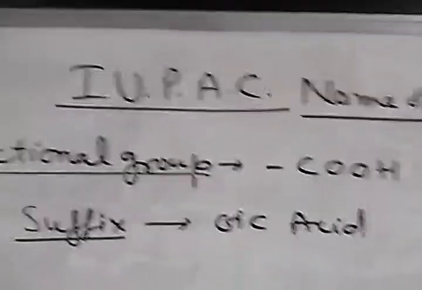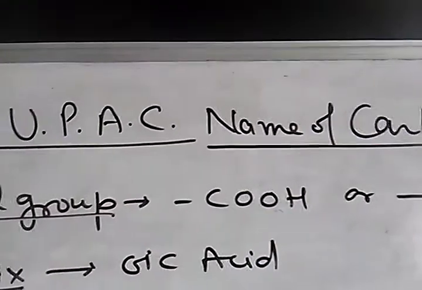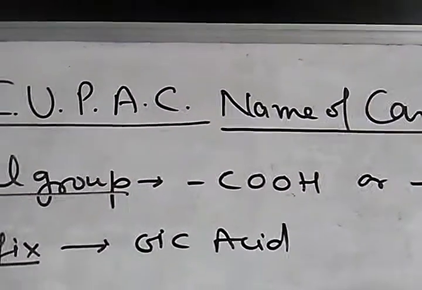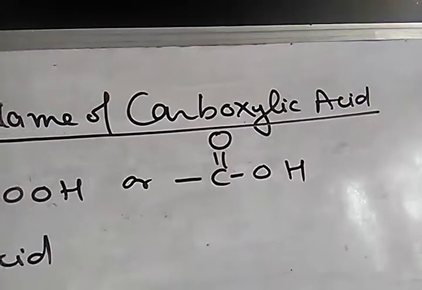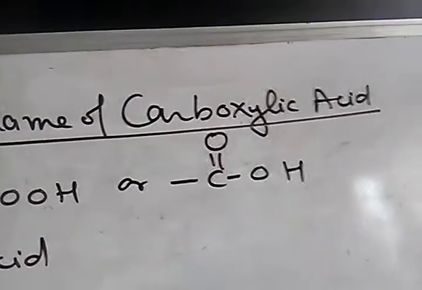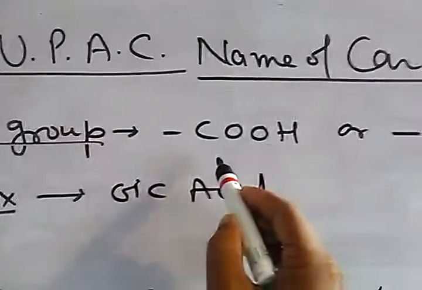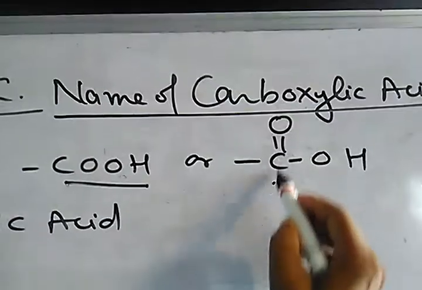Hello students, today I will tell you about the IUPAC name of the carboxylic acid. Yesterday I told you about the IUPAC name of the alkane, alkene and alkyne. But in today's video I will tell you how to write the IUPAC name of the carboxylic acid, or they can be fatty acids. Functional group of the carboxylic acid is COOH, or you can rewrite it as C double bonded O, OH.